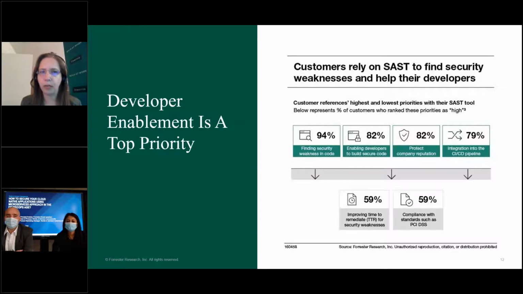So enabling development, using these tools to make development work better, work faster, is a huge part of application security tooling these days. You can also see that 79% are really interested in making sure that these are integrated into the CI/CD pipeline. That's where a lot of the automation comes in. What else are we seeing? Next slide.